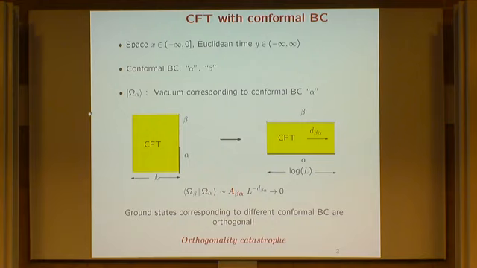Once you choose the boundary conditions, and consider the Hamiltonian picture with space along the half-infinite line, then we can think about the vacuum corresponding to the given boundary conditions. The famous statement is that the vacua corresponding to different conformal boundary conditions are orthogonal. To be more precise, the overlap of the vacua corresponding to different conformal boundary conditions is suppressed by the overall space size of the system, this is L, with a certain power.